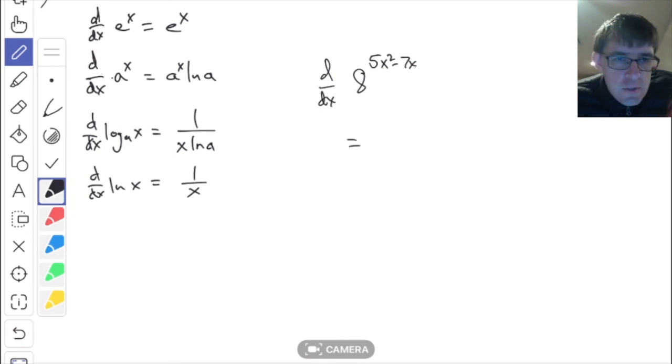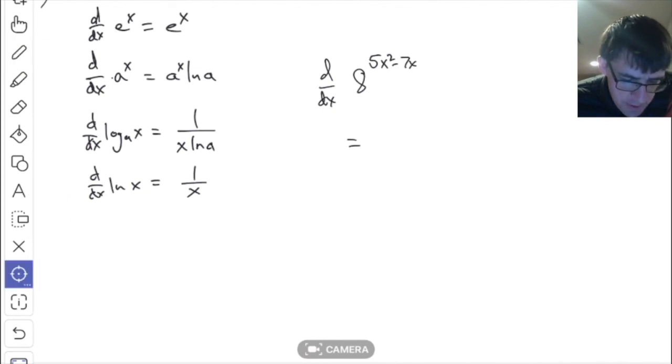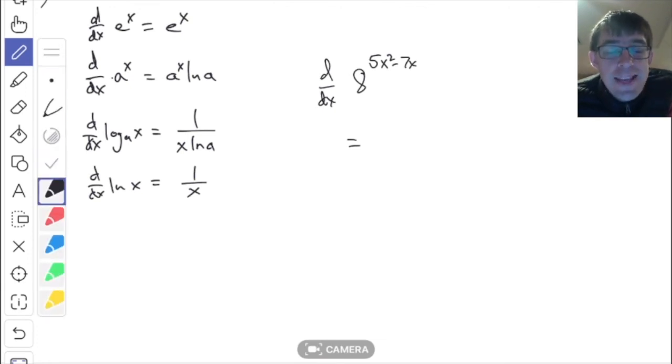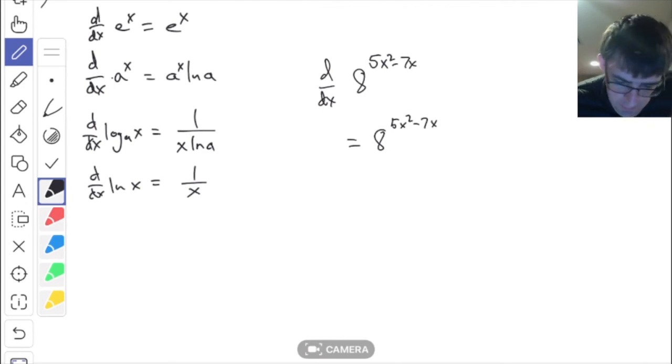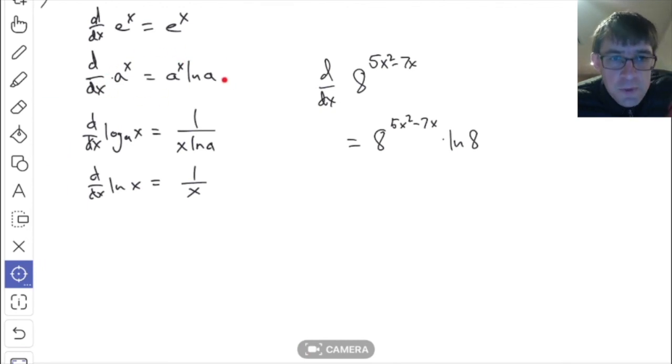Now, it is 8 to some power, so I am basically going to use this formula here, because this is what you use when you have something to some power where the thing is not e. You use this one when the variable's in the exponent, but the base is not e. So it says when I have a to the power x, the answer is a to the power x again. That is the same thing again. So 8 to the 5x squared minus 7x, and then times ln, in this case, of 8. So I have plugged directly into this formula using a equals 8 and using x equals 5x squared minus 7x. All of that stuff is playing the role of x.